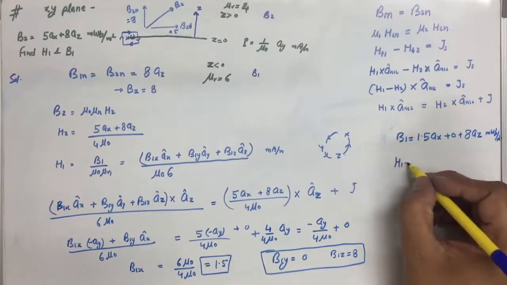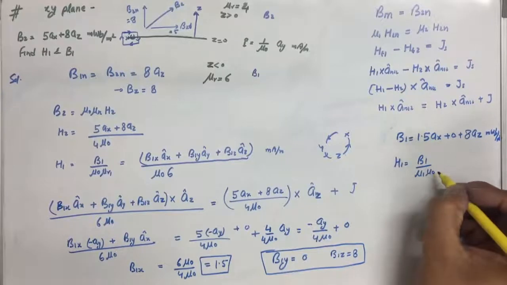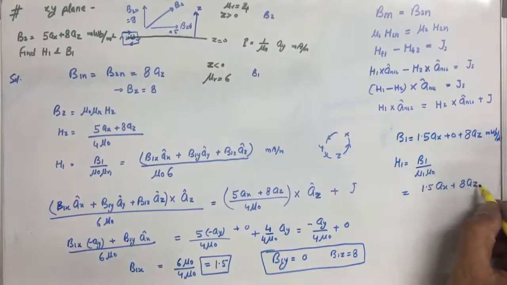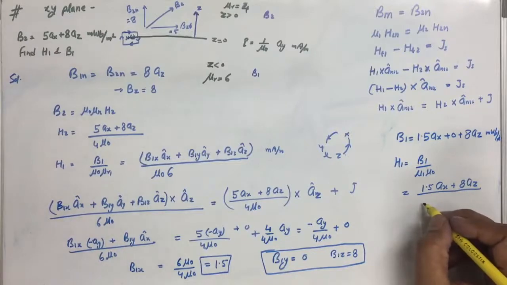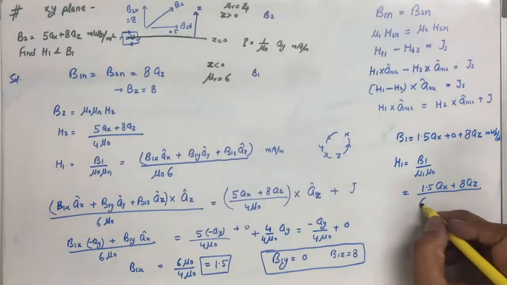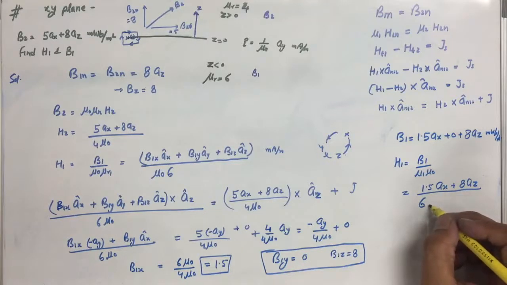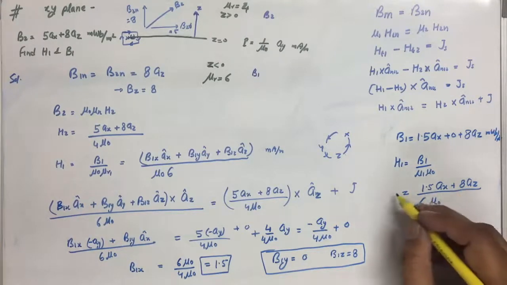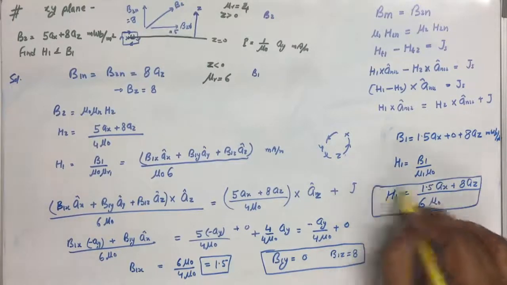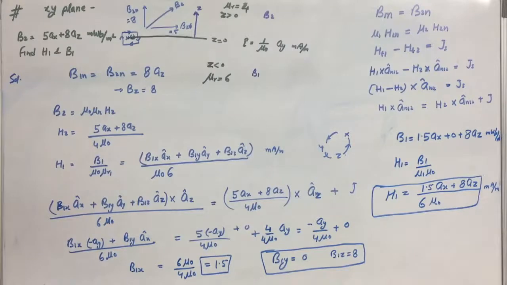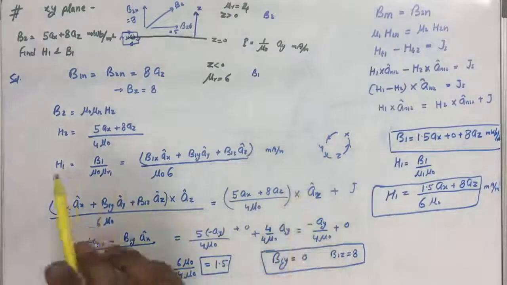Now H1 will be B1 by mu1 mu naught. B1 is 1.5 AX plus 8 AZ divided by mu1, which is 6 for medium 1, and mu naught. Just simplify this and you will get the final value. So this is our H1, in milliampere per meter, and this is B1. The important point is to utilize these identities to find this.